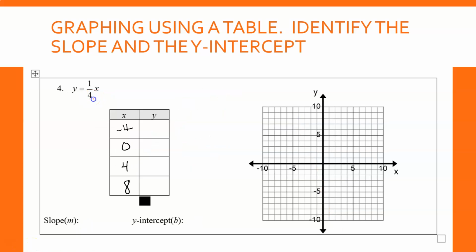So here again, we have a fraction. So I'm going to make my x's multiples of the denominator. So I made my x's -4, 0, 4, and 8. So here is my slope, which is 1/4. There's no b, so my y-intercept is 0. Goes through the origin. Okay? So let's plug in.